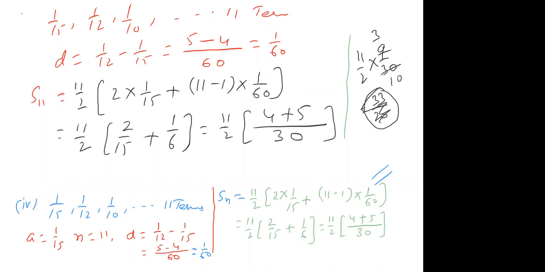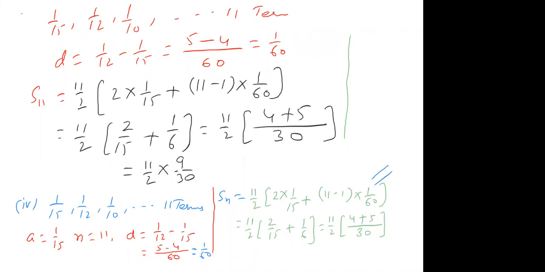So the answer will be 33 by 20. Yes. So this is equal to 11 upon 2 into 9 upon 30. You can cancel: 3 3s are 9, and that's 10. So 33 by 20. This will be the final answer.